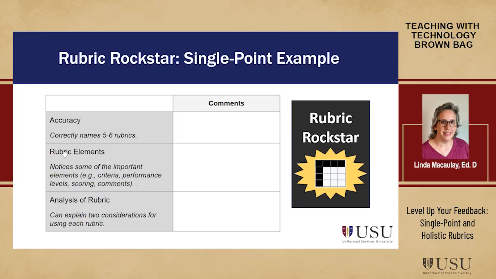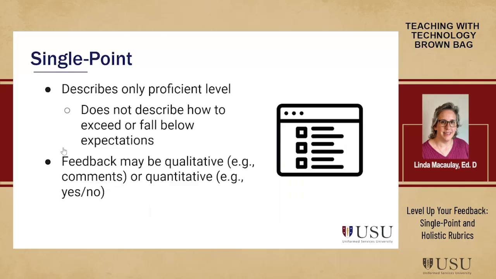And then there's a space for comments so you can provide feedback to the person about how they did on that particular item that you are assessing. So to recap, a single point rubric describes only the proficient level of performance and does not describe how to exceed or fall below. And the feedback that you provide with that rubric can either be qualitative, like written comments, or quantitative, like a yes, no, or a check, yes, they have it, or no, they don't.